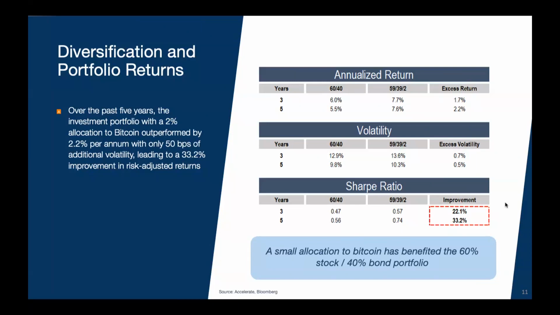However, the net result is, if we look at the Sharpe ratio, which represents return per unit of risk, over the past 5 years, that represented a 33% improvement in Sharpe ratio, or return per unit of risk, by just adding a 2% position of Bitcoin into a traditional 60-40 portfolio. And we like those metrics.